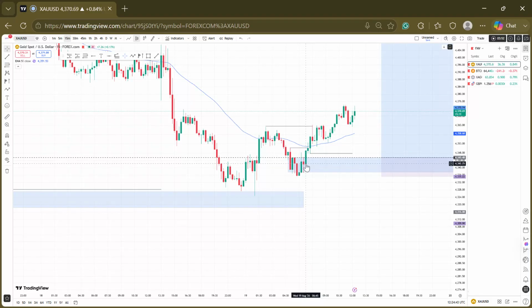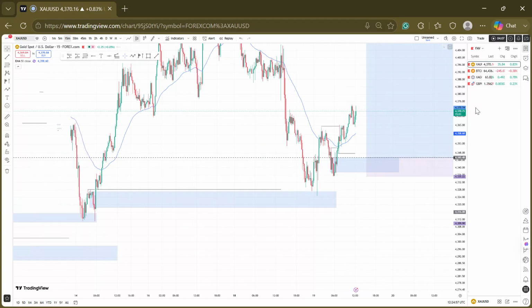On the 45-minute time frame it is clearer, but nevertheless, a minor break of structure occurred here, with a liquidity sweep. So I'm expecting the price to get to this zone before later moving upward.